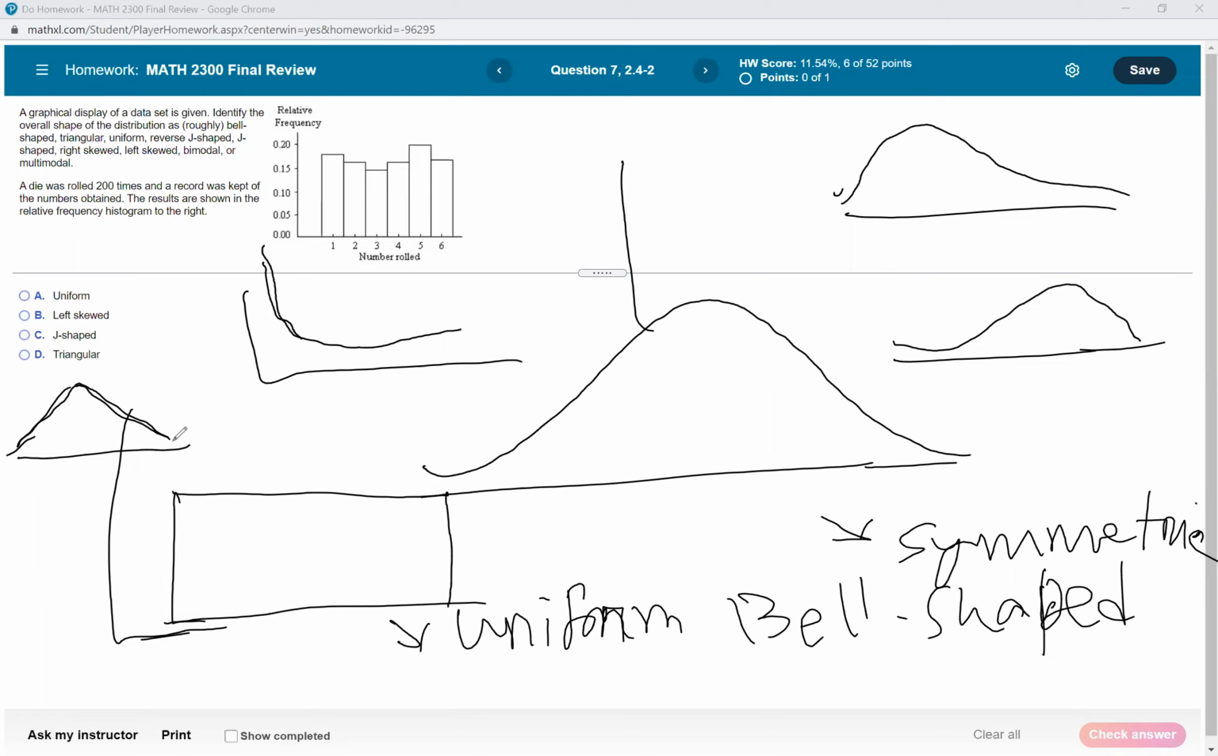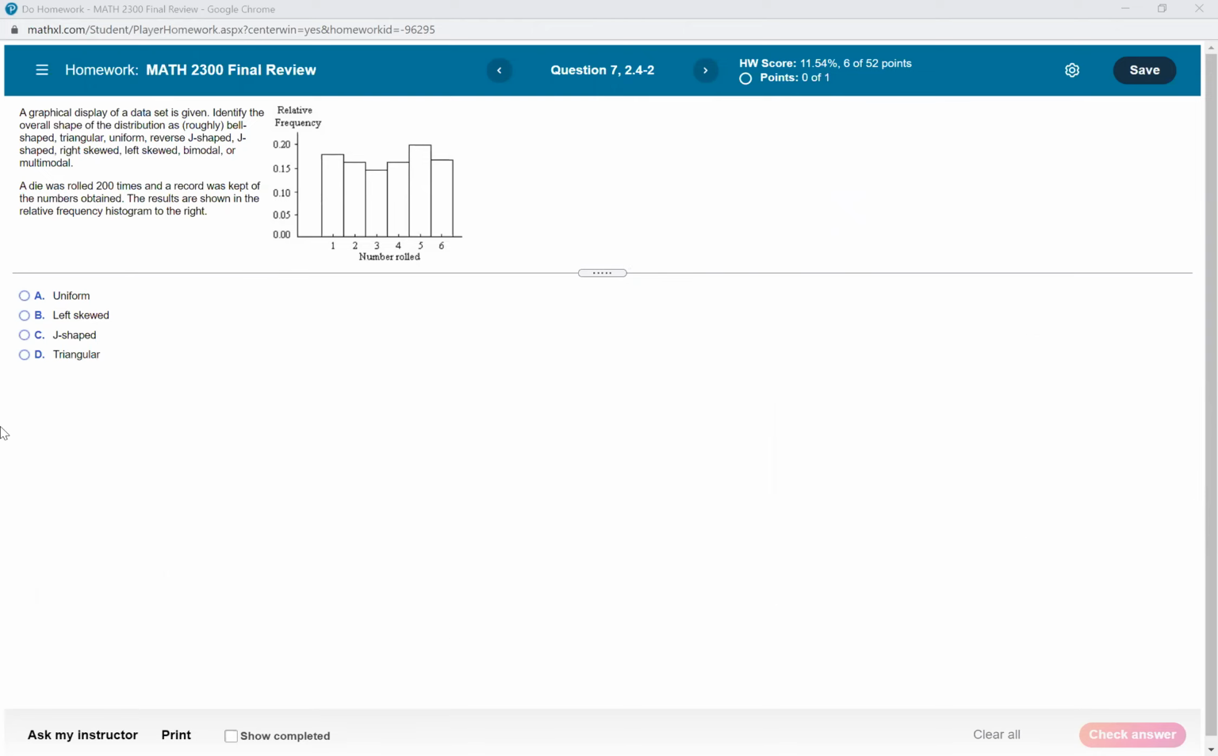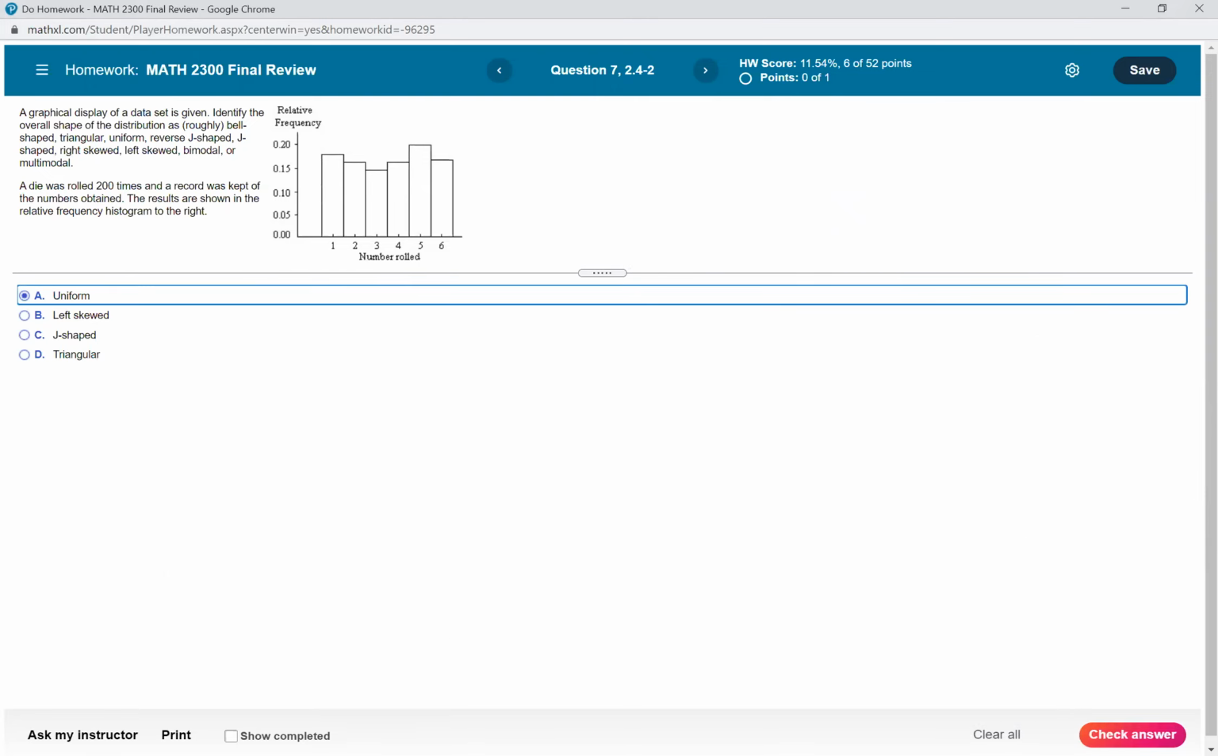So what do you think? Is it uniform, left skewed, Z-shaped, or triangular? Anyone? Yeah, this is uniform, right? Because the shape of the distribution looks like this. So that means this is a uniform distribution. Yeah, that's correct.